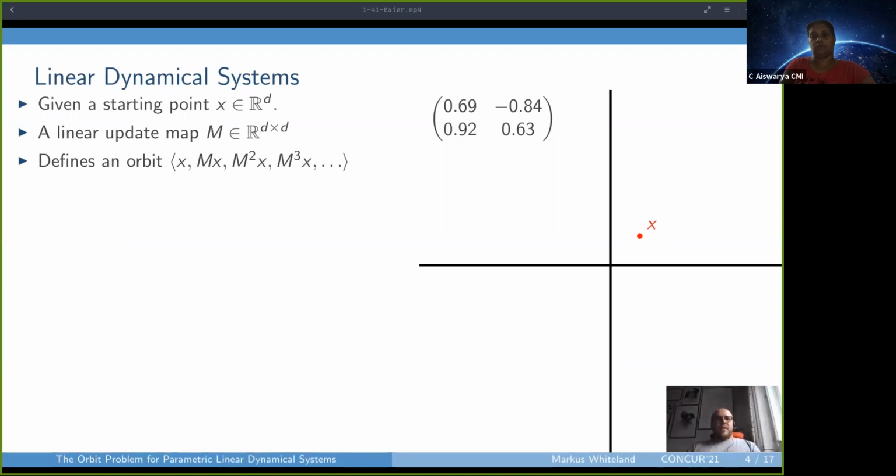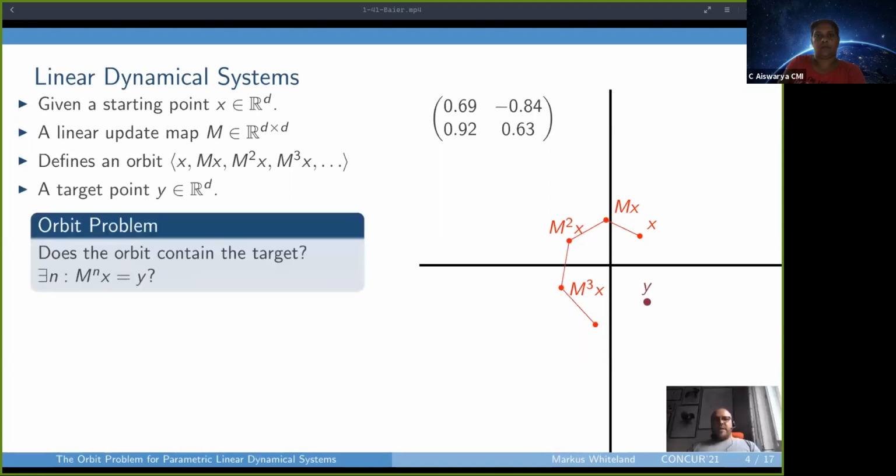You are given a starting point x in R to the d and a linear update map M. You then get an orbit by applying M on x indefinitely. In the picture we have the matrix and the initial point. Now the second point in the orbit is just M of x, so we get another point in the plane. We get M squared of x, M cubed of x, and so forth. Now we add a target point into the mix and we ask whether the orbit contains this target point y. This is the orbit problem for linear dynamical systems.